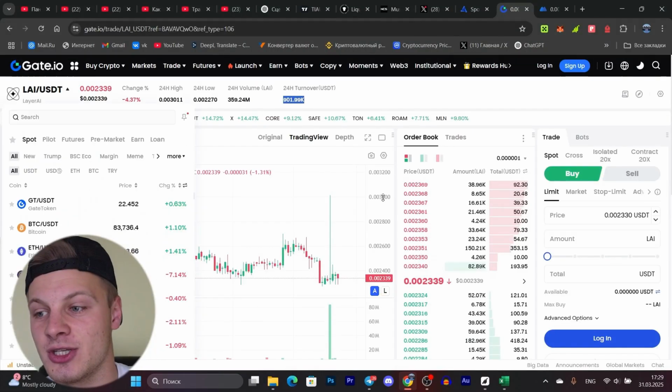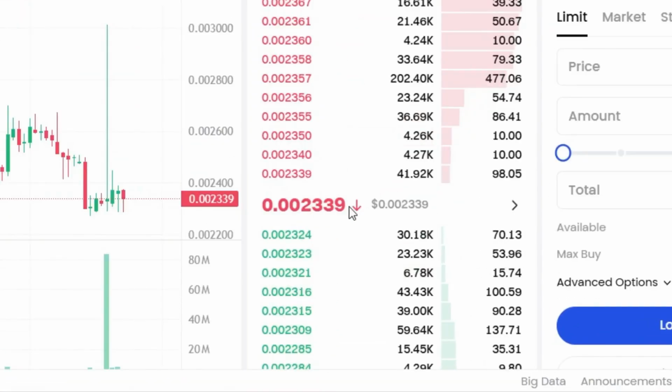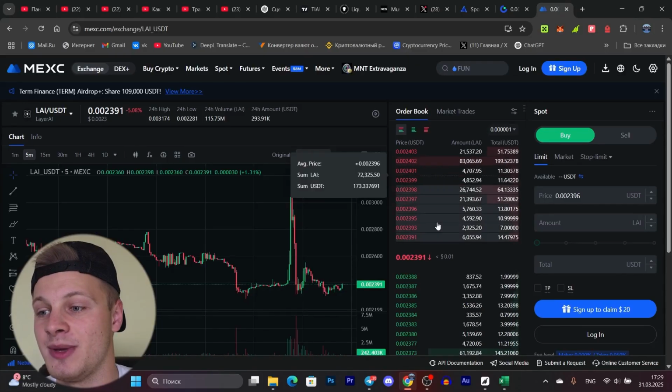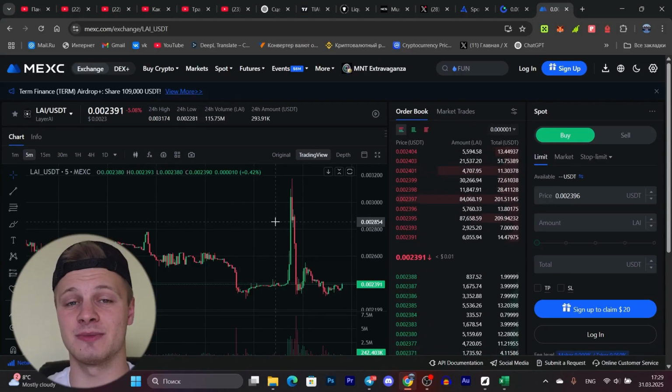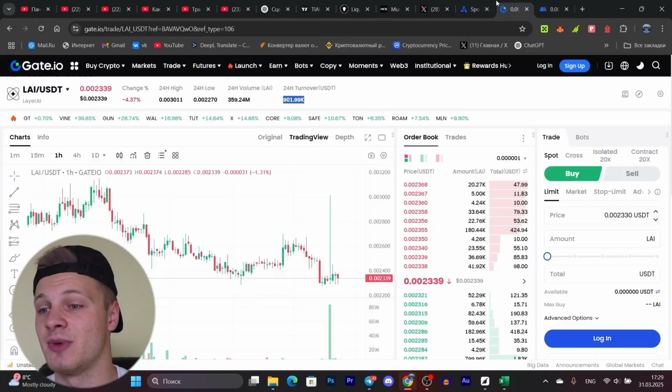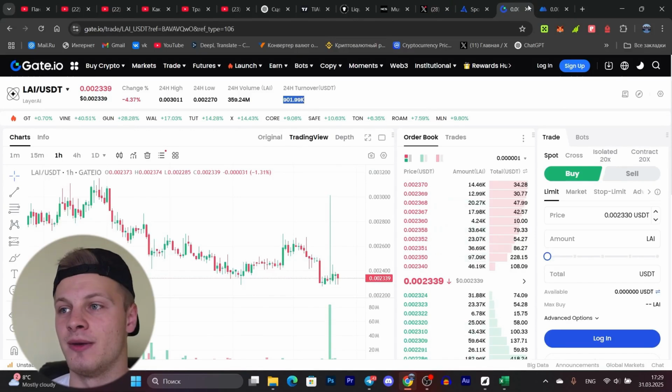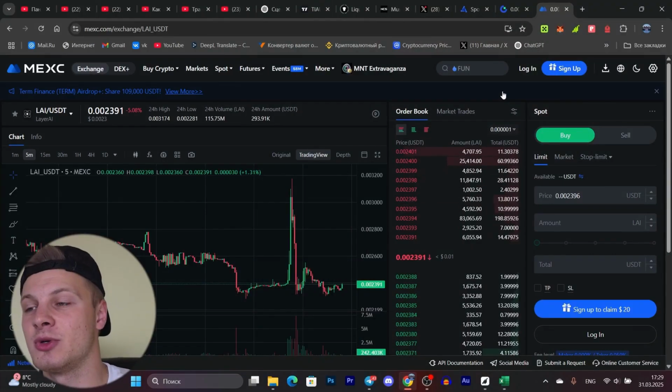Look, on the Gate exchange, the token costs 0.2339. Now let's go to the MEXC exchange, and here it costs 0.2391. So we have a spread, we have a price difference, and we can buy this token on the Gate.io exchange, transfer it to the MEXC exchange, and earn the percentage difference. You need to constantly monitor these kinds of trades.